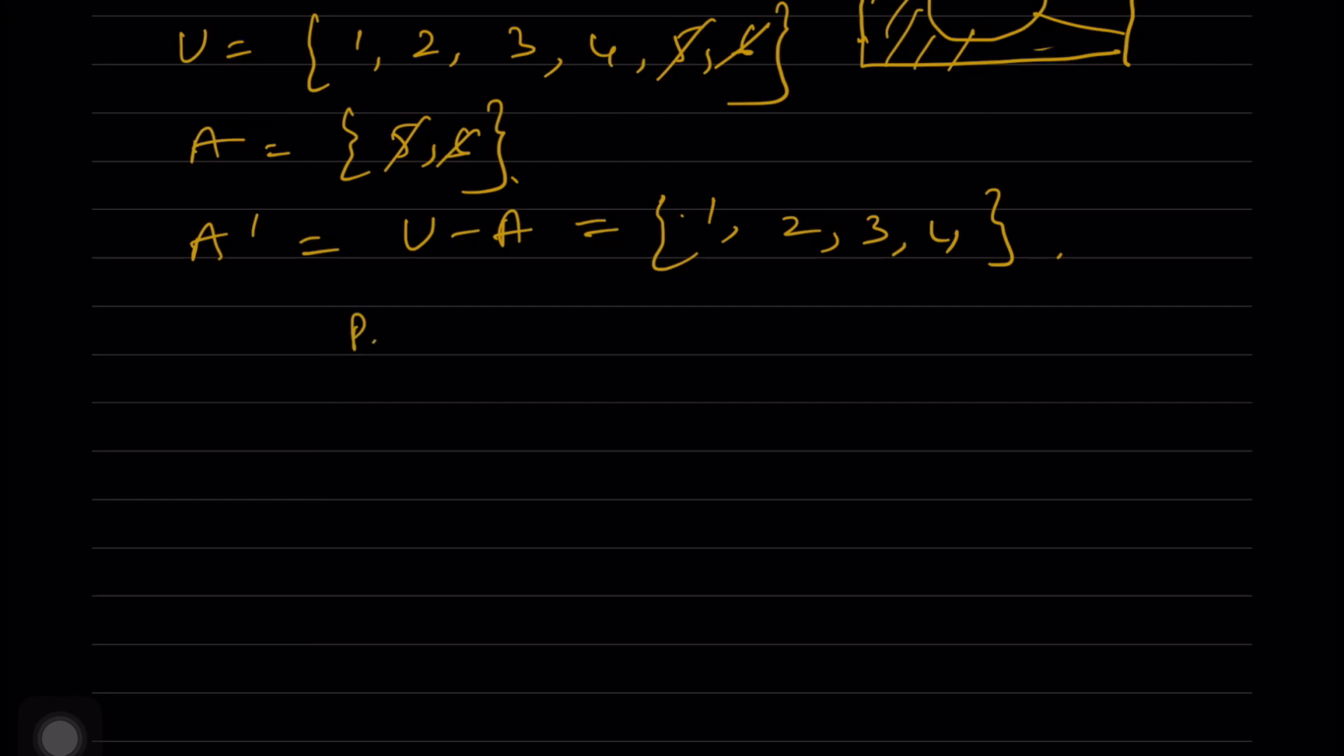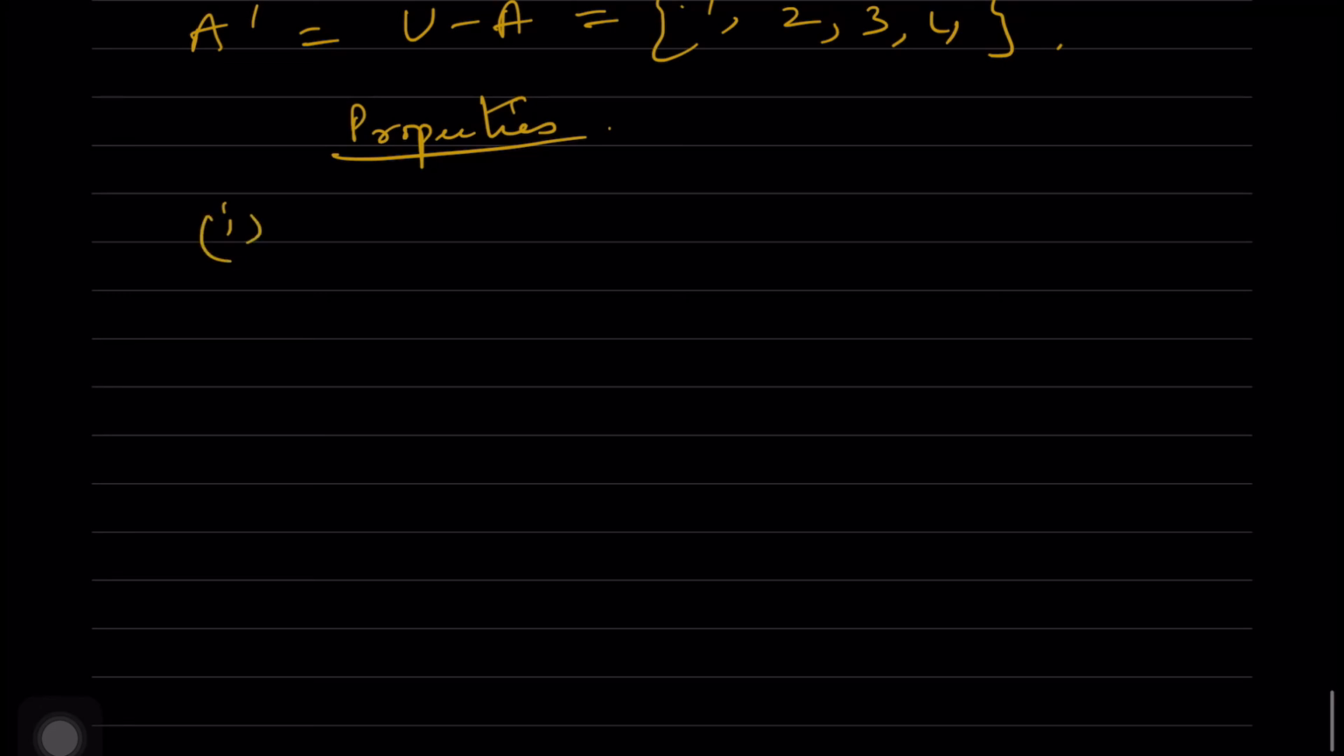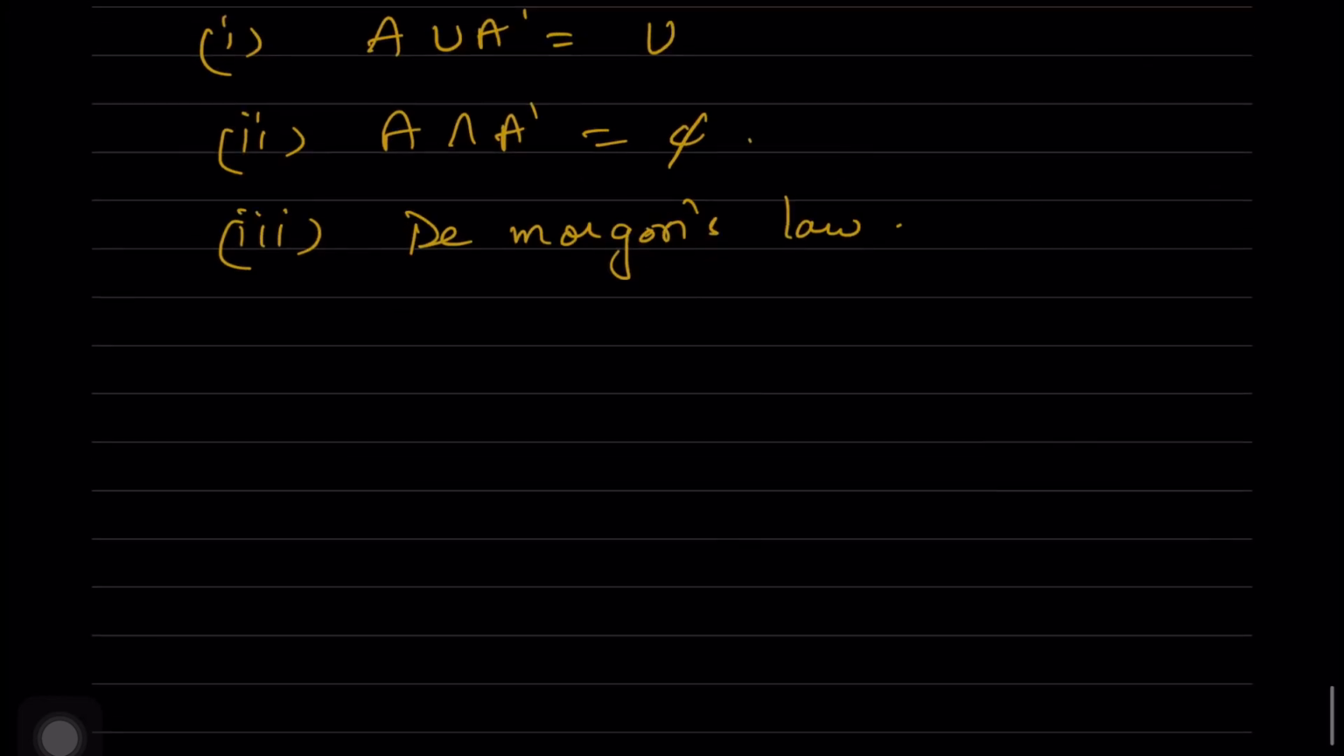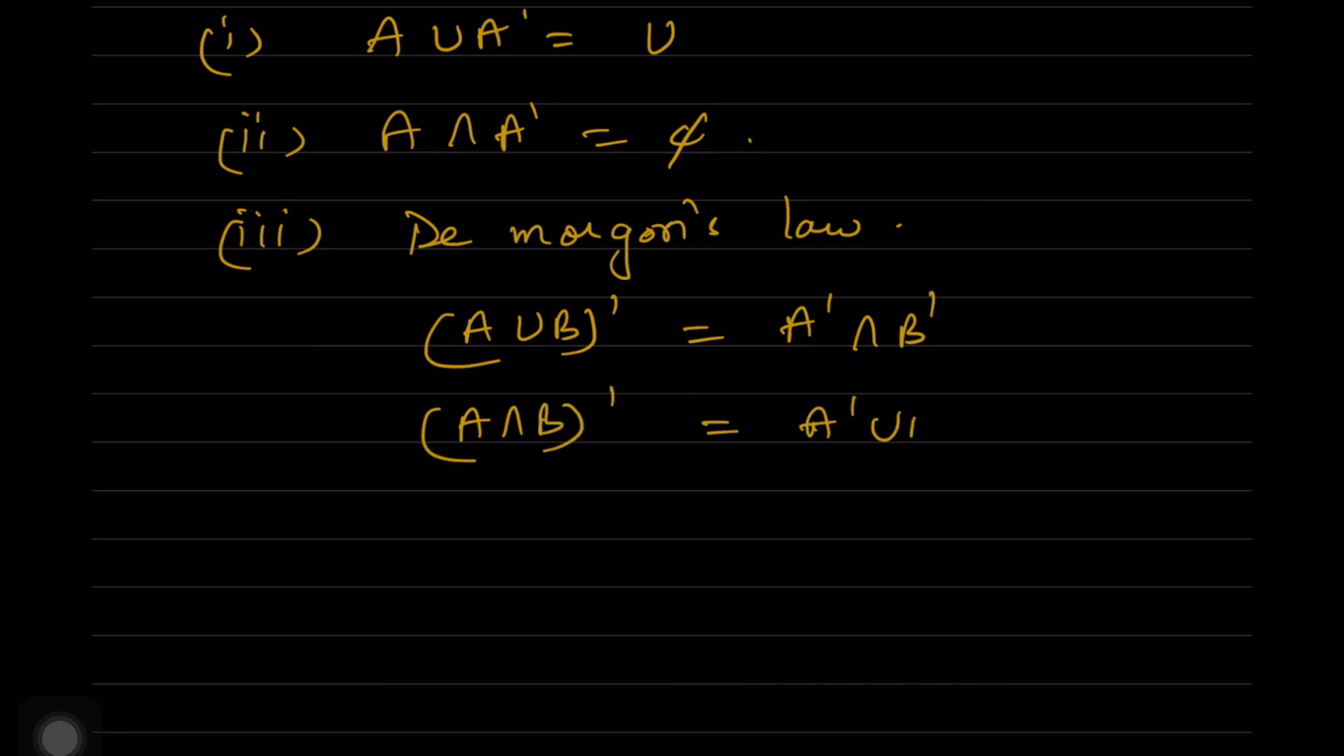Some properties which are very important are to be remembered. The first one is A union A dash is equal to U. Second, A intersection A dash is equal to phi. Third, this is De Morgan's law, which is also very important. In De Morgan's law you have two parts. First, (A union B) whole dash is equal to A dash intersection B dash, and second, (A intersection B) whole dash is equal to A dash union B dash.